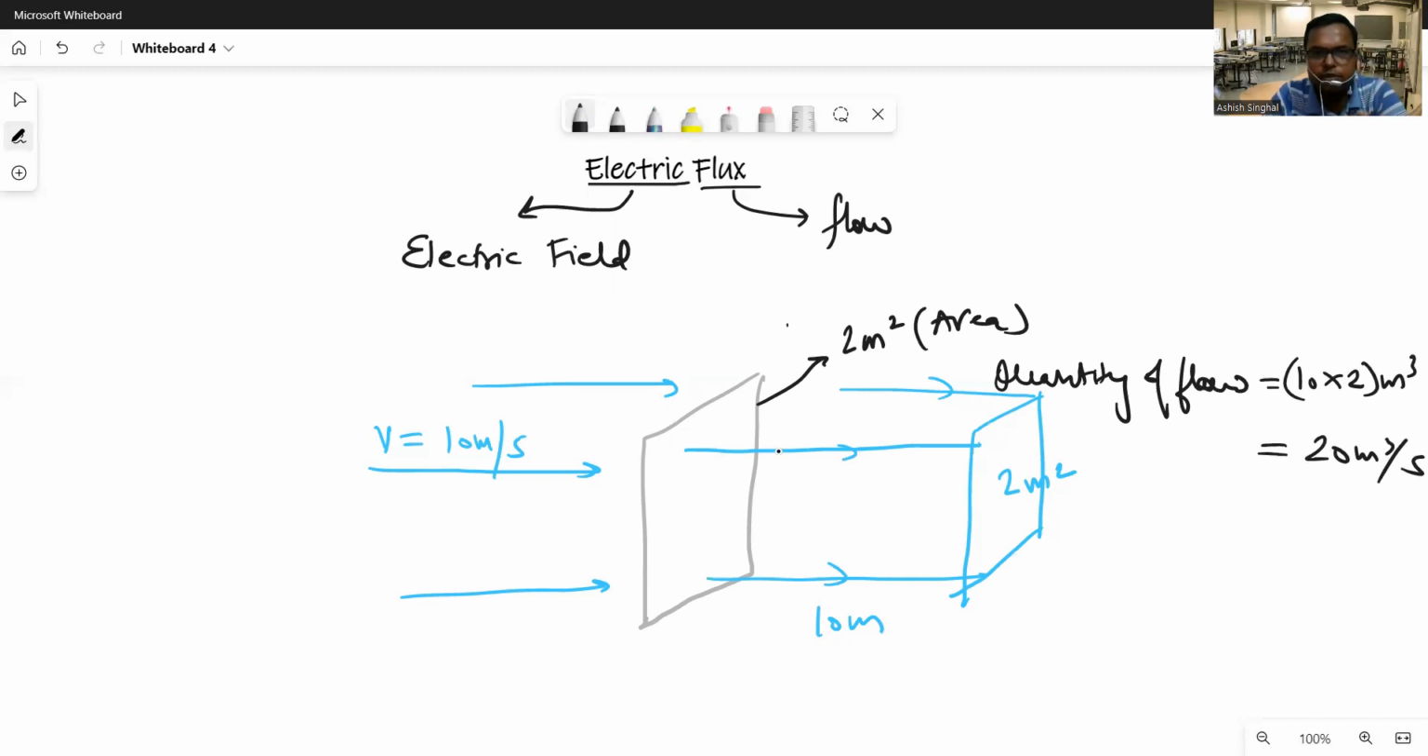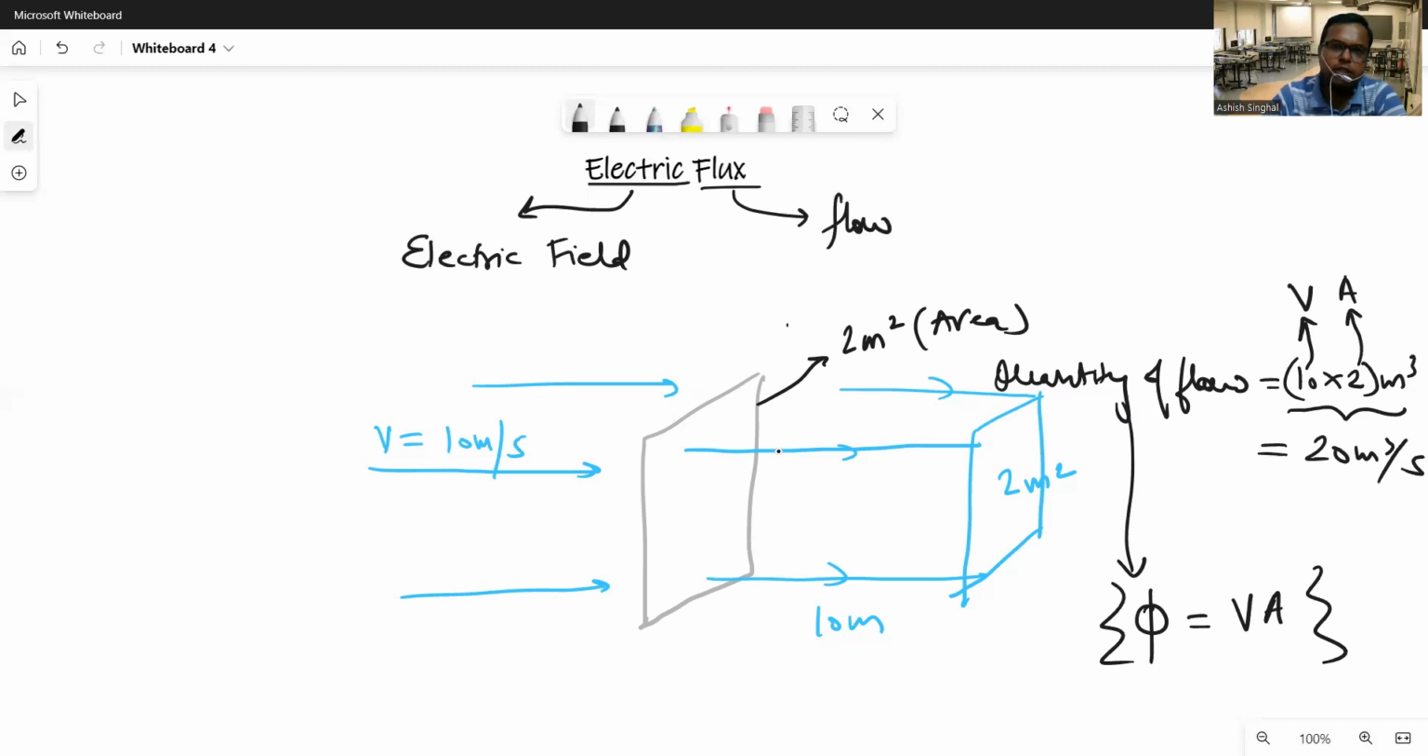Let's relate this to electric flux. So if we look at these numbers, I can clearly see that the quantity of flow is 10, which is nothing but the velocity with which the fluid is crossing the window, times the area. So imagine if we call this quantity of flow phi, we represent this with phi. So the quantity of flow would be the product of velocity of the fluid and area through which it is flowing. You have to remember this expression.